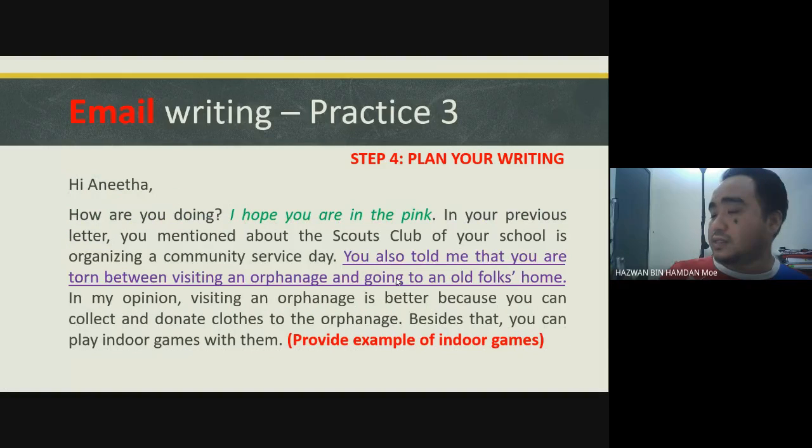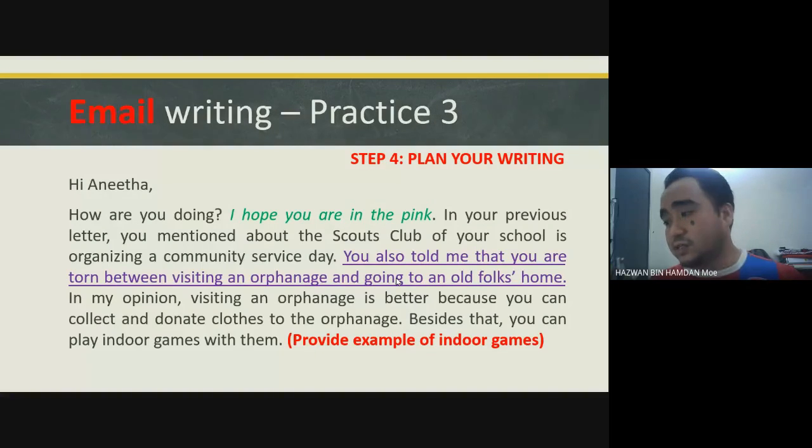And then remember just now dekat awal tadi kita cerita tentang we put opinion in one of the choices. Okay, kita letakkan pendapat kita terhadap pilihan yang diberikan oleh kawan kita tadi. Okay, you also in my opinion, visiting an orphanage is better because you can collect and donate clothes to the orphanage. You can use your own ideas. Katakan you nak kata visiting old folks home is better, so you just write one reason kenapa visiting old folks home is better, and provide example. What activity can you do?